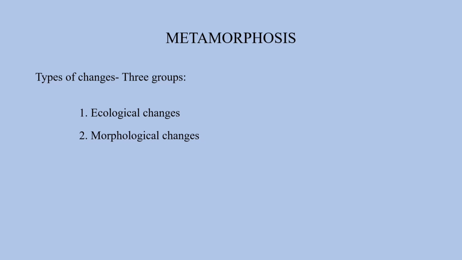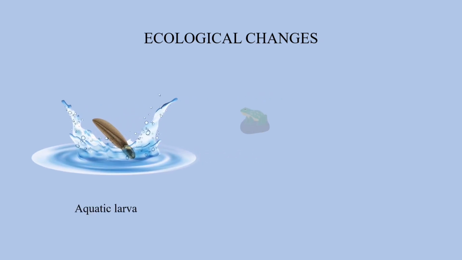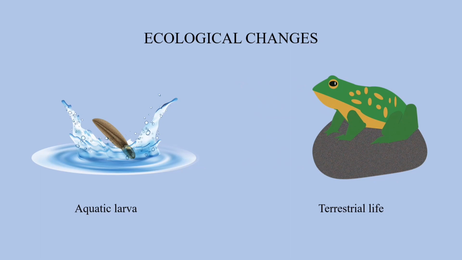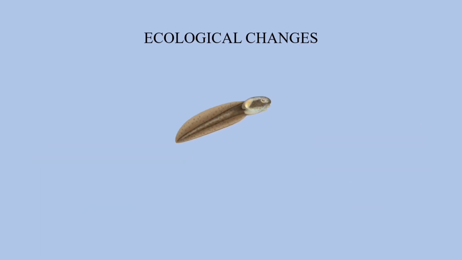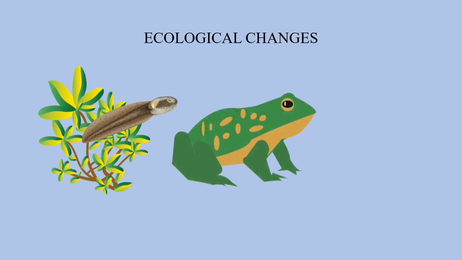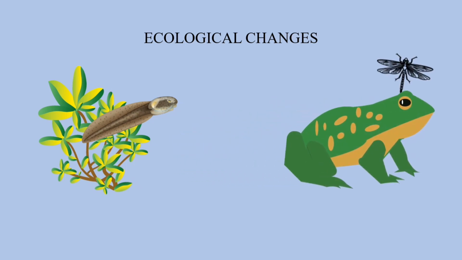The changes undergone by the tadpole can be divided into three groups. They are ecological changes, morphological changes, and physiological and biochemical changes. Ecological changes. The tadpole is an aquatic larva, but the adult is a terrestrial living being. So, there is a transformation from aquatic to terrestrial life. The tadpole is herbivorous, whereas the adult is carnivorous. During metamorphosis, the herbivorous tadpole is transformed into a carnivorous adult.